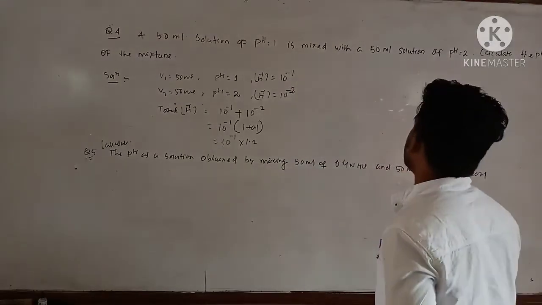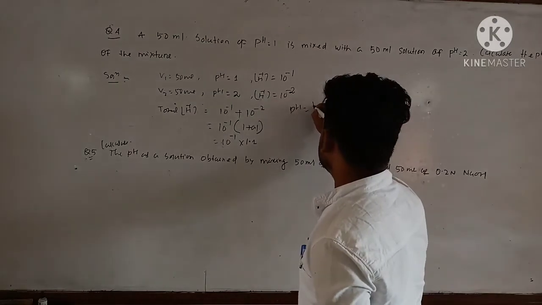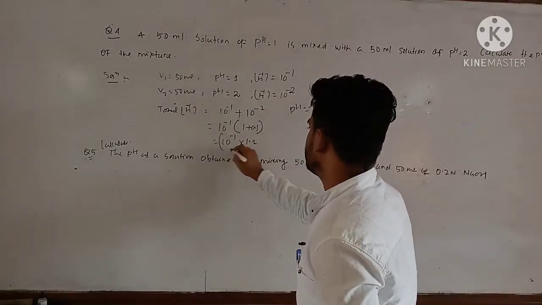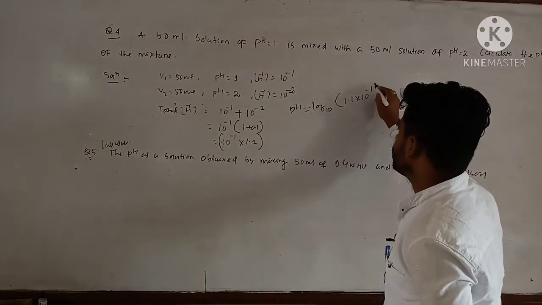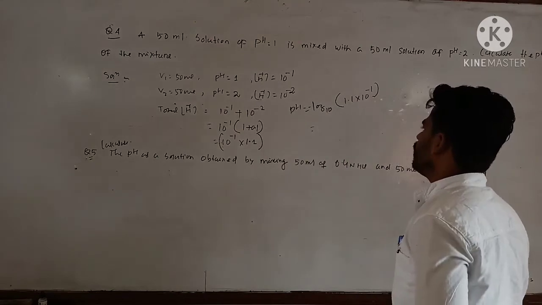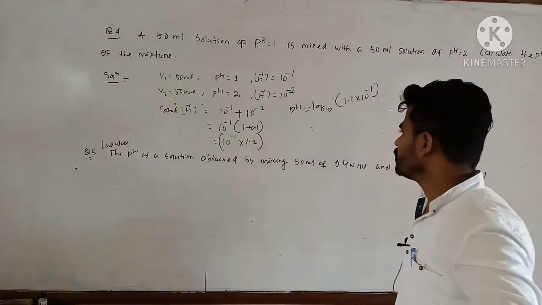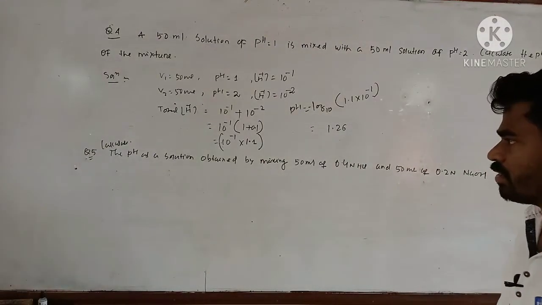Since it is asked to calculate the pH, pH is the negative logarithm of hydrogen ion concentration, that is this much, 1.1 into 10 to the power minus 1. So just find out its value and the answer comes out to be 1.26. 1.26. Next, back to the next question.